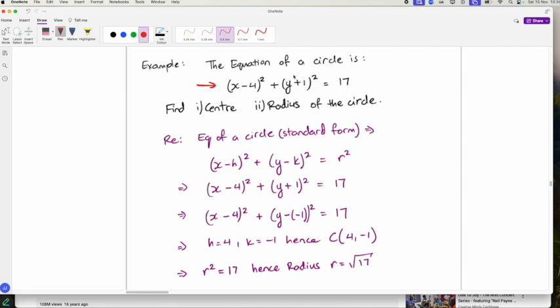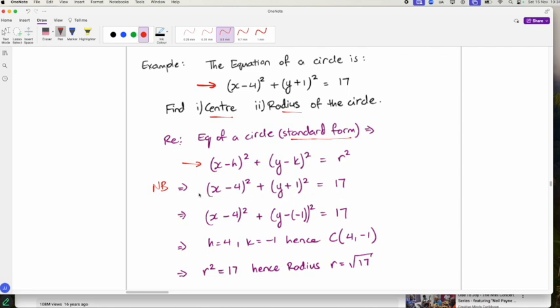So you can have a plus in there if you want. You have to find the center, and you have to find the radius of the circle. Where's the center? Where's the radius? Well, recall the equation of a circle, the standard form. This is the standard form: x minus h squared plus y minus k squared is equal to r squared. Note, this is the equation you're dealing with.